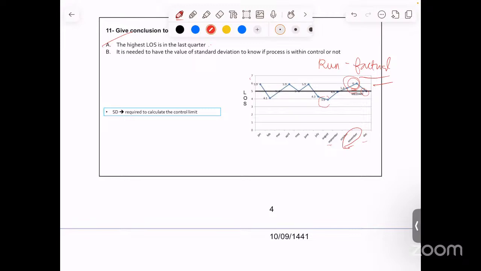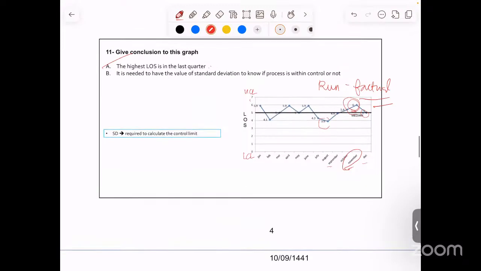Factual representation of the graph. Okay, so can you see here in the first place, this is not a control chart, right? Because you don't see the UCL and you don't see the lower control limit. So go back to the question, give conclusions to this graph. The conclusion of this graph is the highest length of stay is in the last quarter. So which gives us the true representation of the data. Clear? Is this clear?